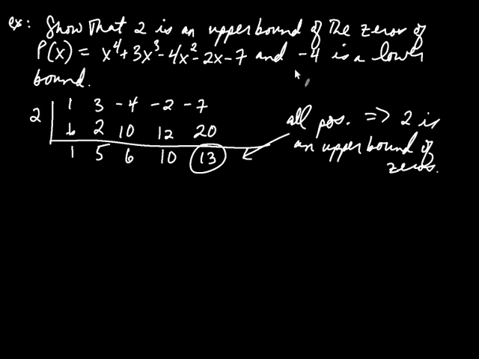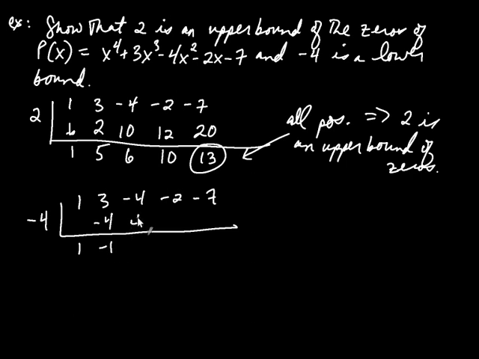Okay, and likewise, let's show that negative 4 is a lower bound. So you use negative 4, same thing. It's going to be 1, 3, negative 4, negative 2, negative 7. And for lower bounds, you're looking for these to be alternating in sign. So we have a 1, negative 1, 0, negative 2, 1. Wait, working it through: 1, negative 1, 0, negative 2, and 1. And so it's positive, negative.